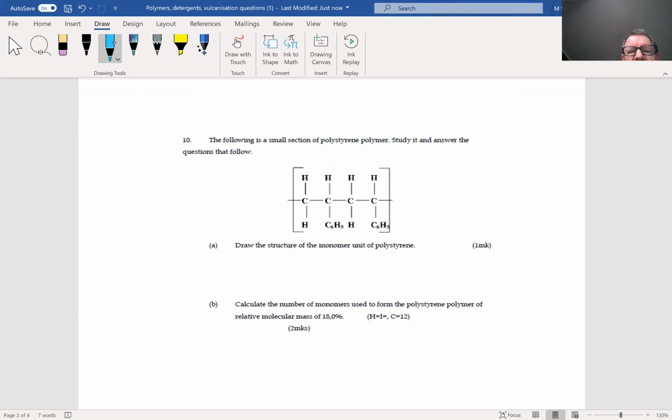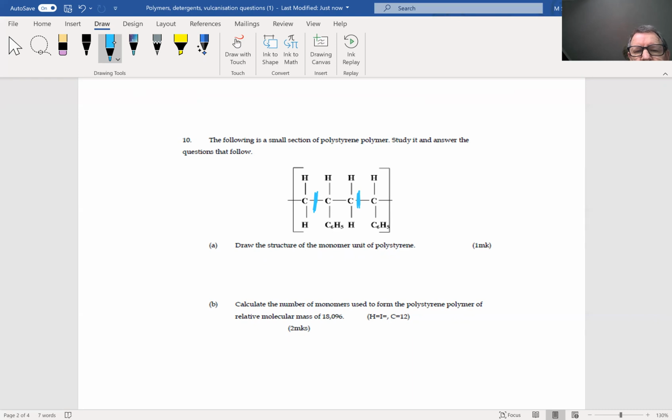Polystyrene polymer, and it asked me some questions about it. So draw the structure of the monomer, just the same as the one before. What I do is I start anywhere on the chain and I go until I find a similar unit, okay? So let's say I'm starting here. I go on, that's 1, that's 2. Oh, look, this one is like this one. So I stop here.